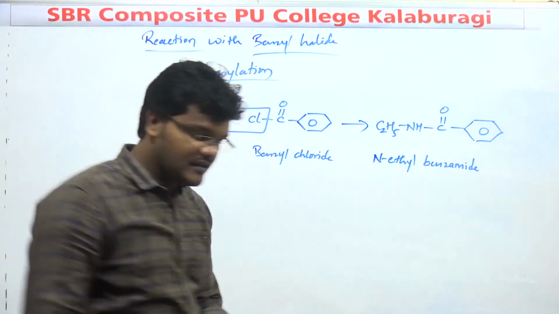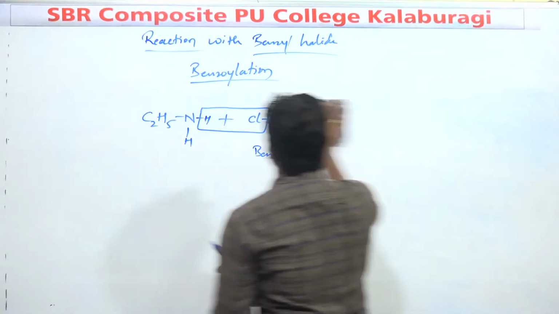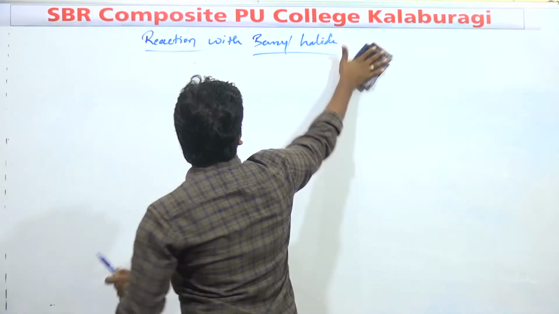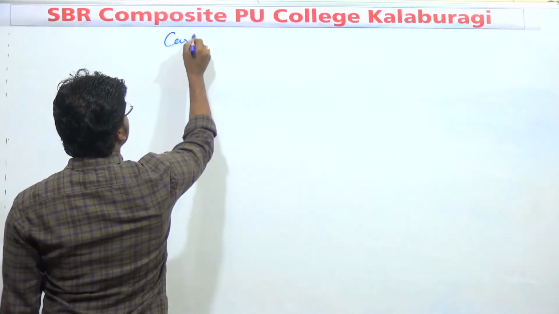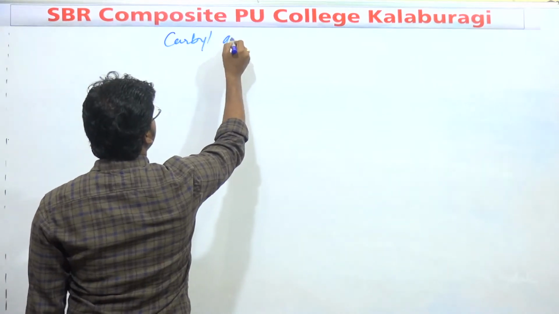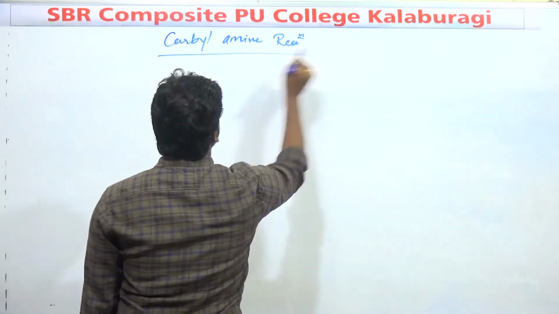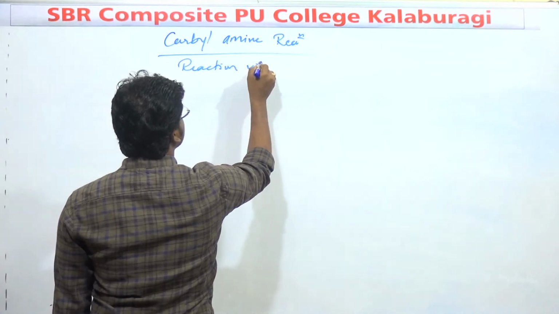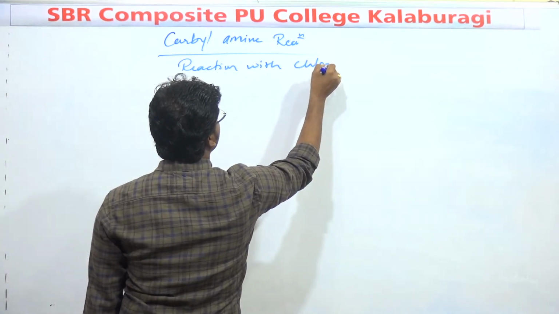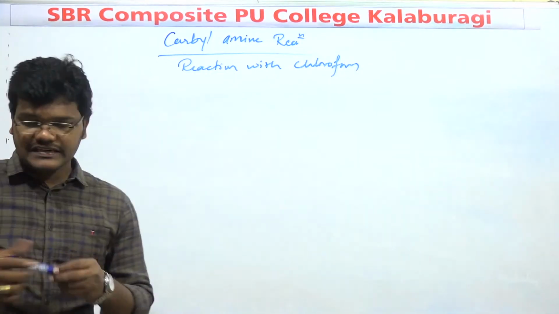Next chemical property, we'll go for a named reaction over here. Let's go for a named reaction. That is important: the carbylamine test, the carbylamine reaction. Please remember, very important, because I'm talking about reaction with chloroform. Reaction with what? Chloroform.